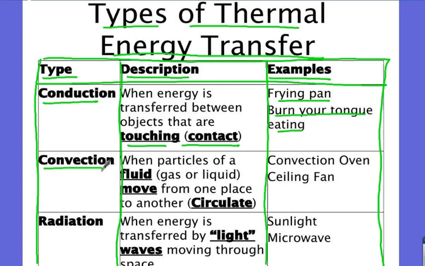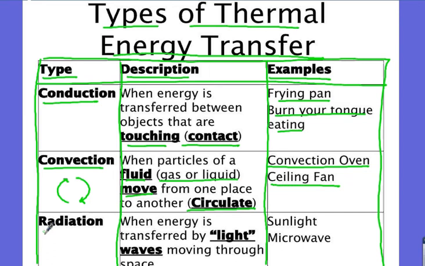The second type is convection. Convection is when particles of a fluid or a gas are swirling around and circulating. So fluid, gas, or liquid move by circulation. They circulate. So in a convection oven, it will go up and then down, heat will circulate like this. If you've ever boiled water, you may have seen those little lines of convection, squiggly lines where heat is moving up and down in a circle. So our examples are convection oven or ceiling fan.